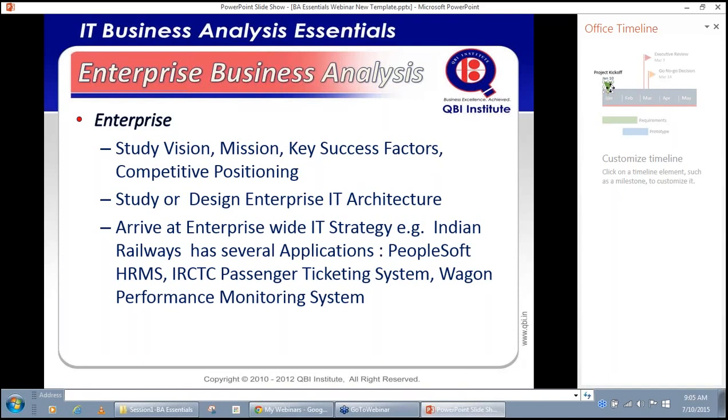You arrive at the enterprise-wide IT strategy. So say for example, Indian Railways has got several applications. So how these applications interact with each other, how these applications are sharing resources with each other and things like that. So you have to arrive at things at the holistic level.